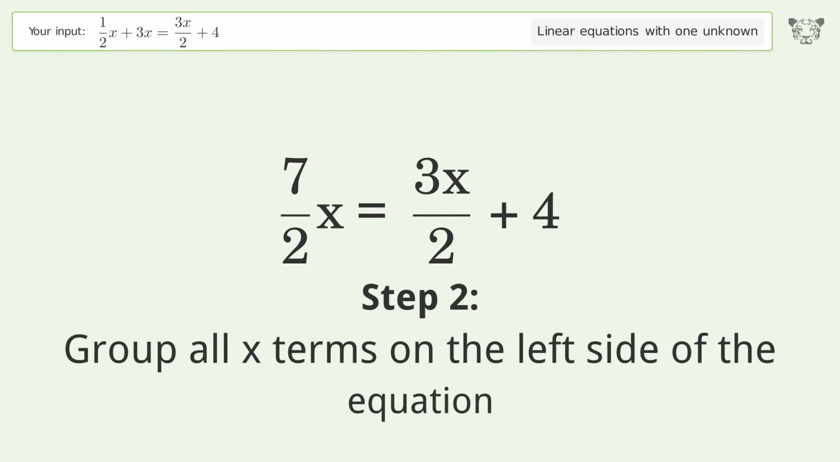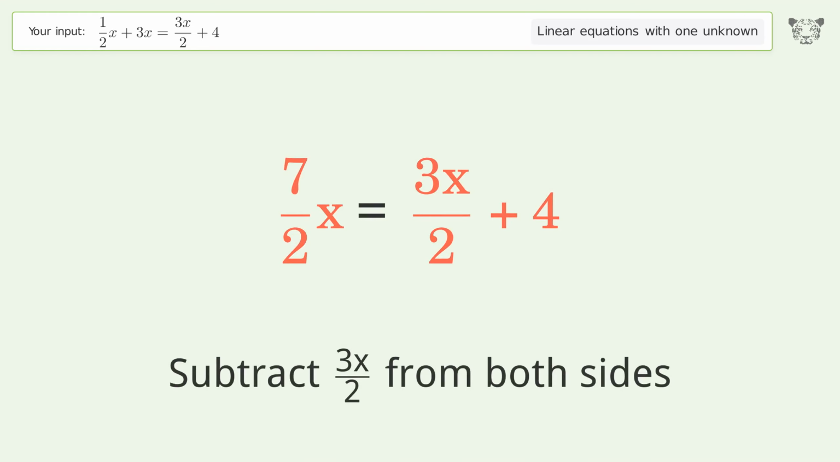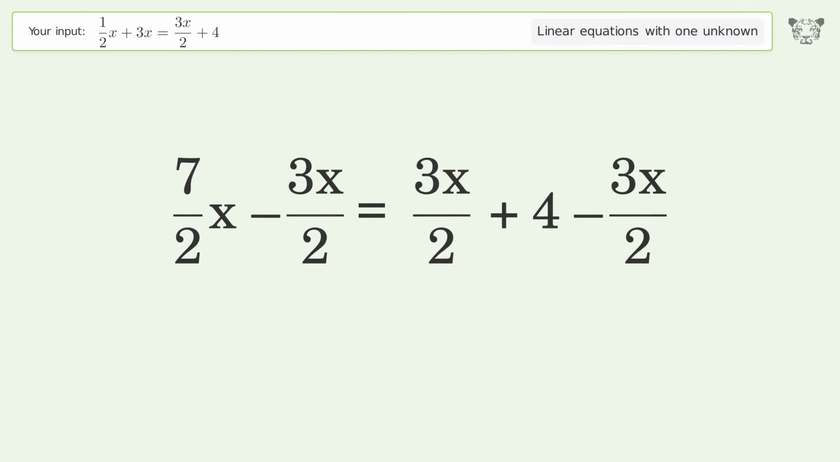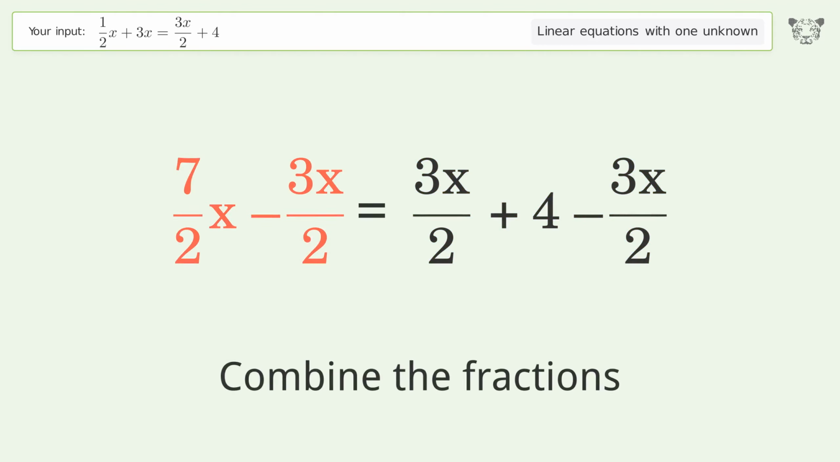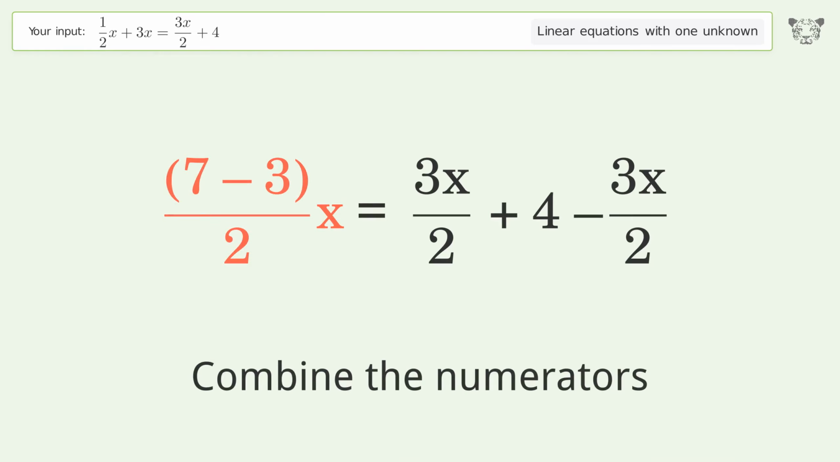Group all x terms on the left side of the equation. Subtract 3x over 2 from both sides. Combine the fractions. Combine the numerators.